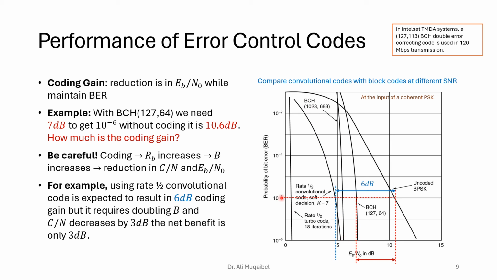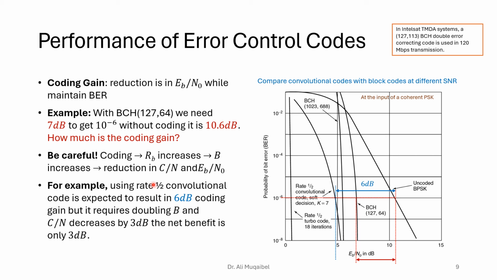If you draw the line here, you get a certain requirement in energy. If you compare it with the uncoded system, which is up to here, then you get the amount of gain to be 6 dB. So approximately from here to here is 6 dB. So there is coding gain, but it requires, of course, doubling the bandwidth again and increasing the carrier to noise ratio by a factor of 3 dB.